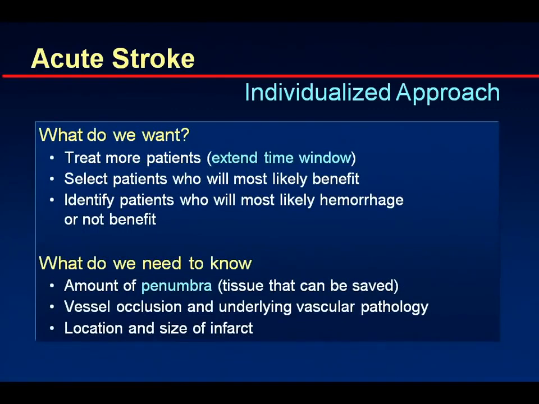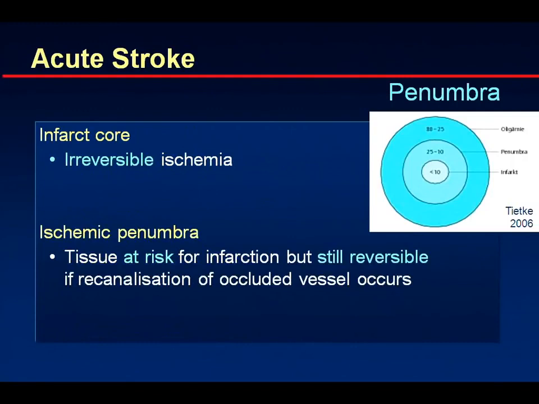You might also want to know whether there's a vessel occlusion or underlying vascular pathology, because then interventionally we will be able to do something about it, and the location and size of the infarct. Because the larger the size of the infarct and the more real dead tissue, the less you will probably be able to do.